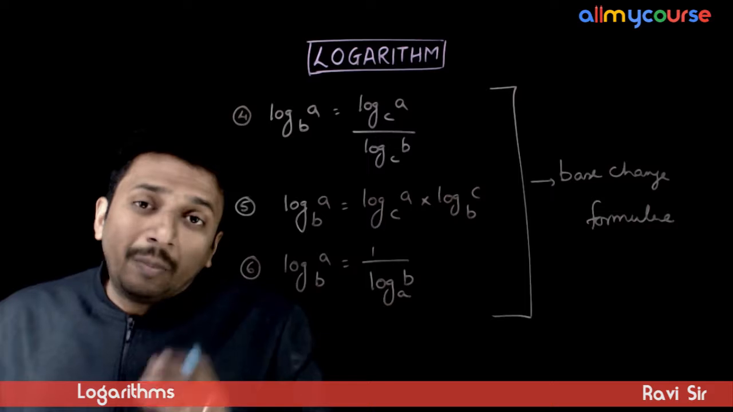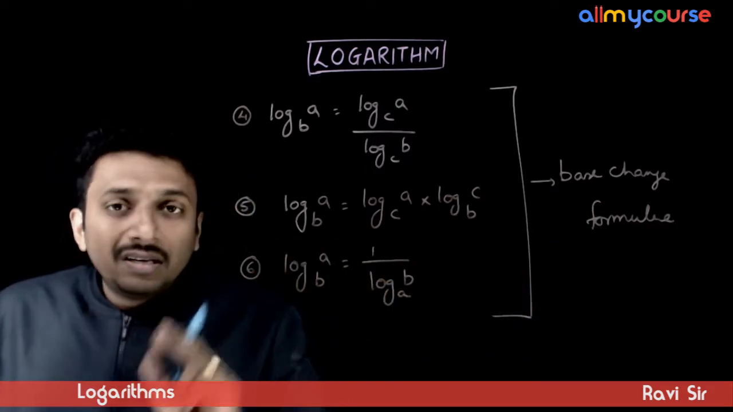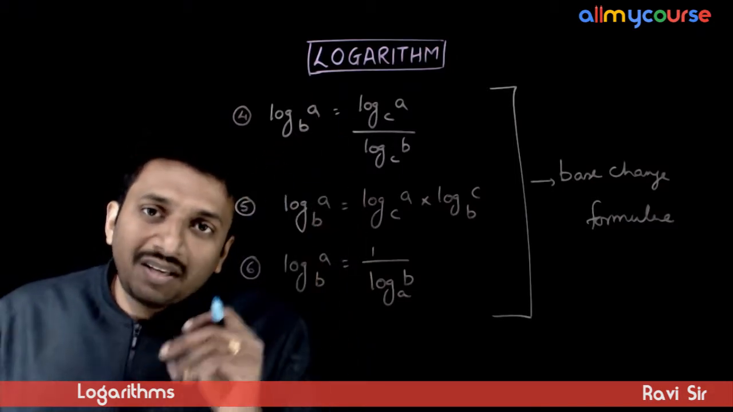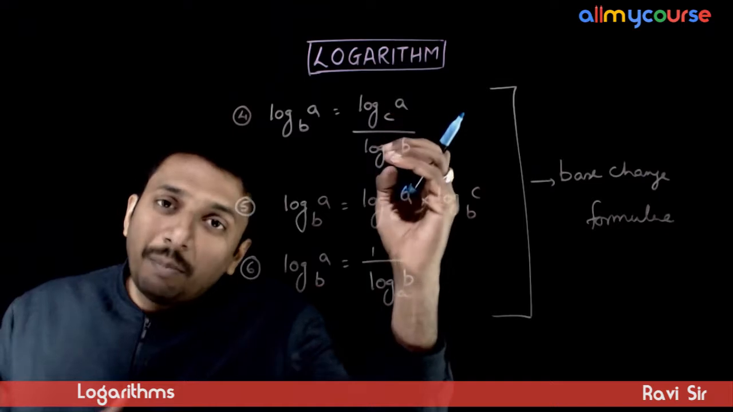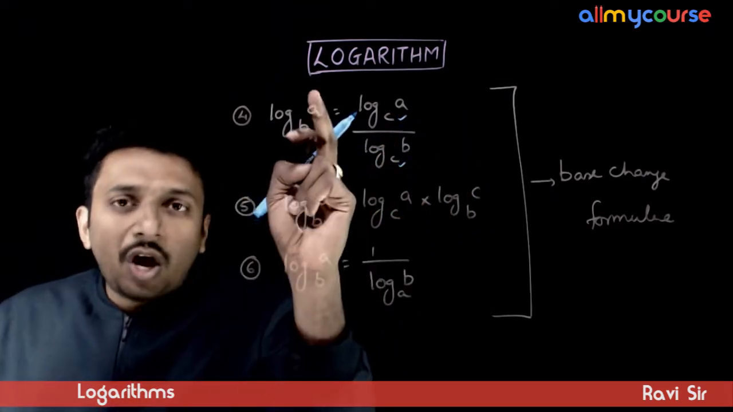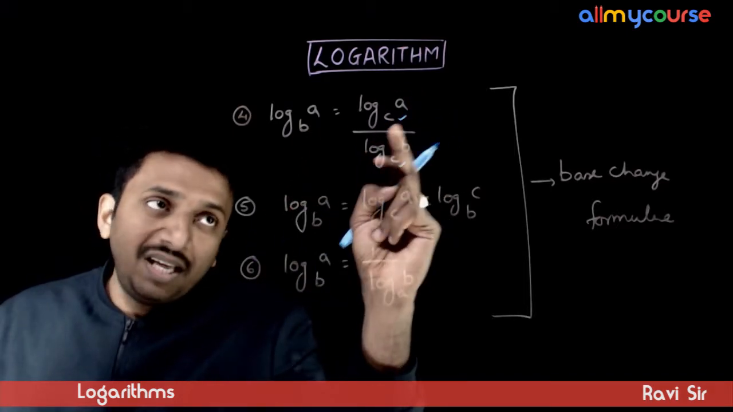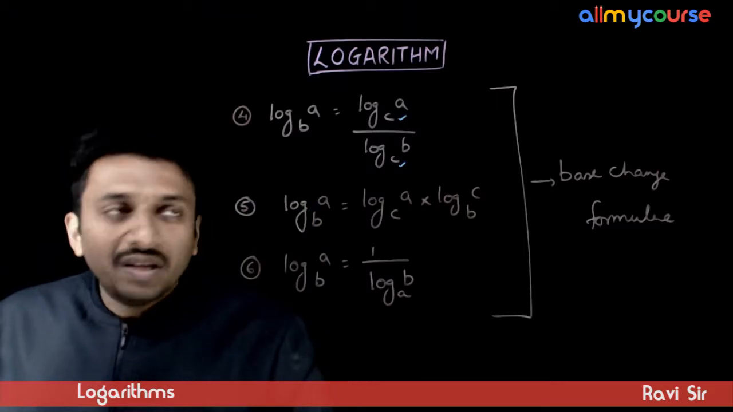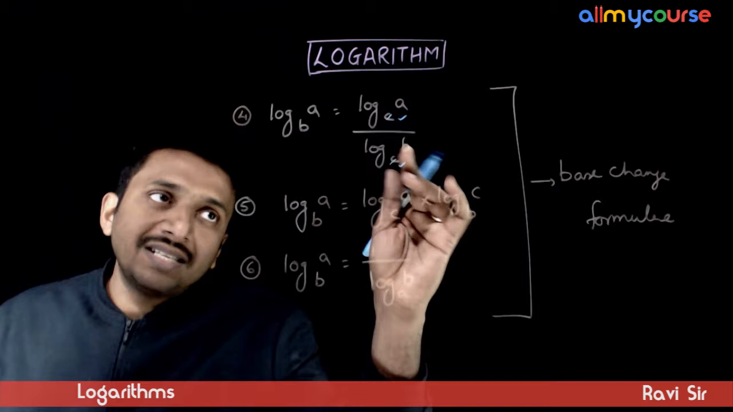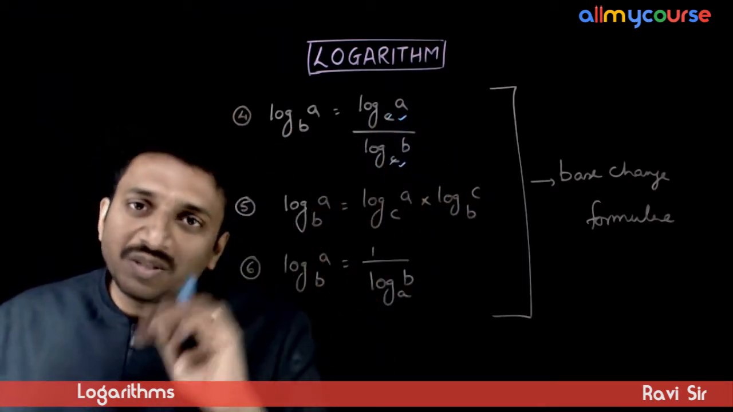The next set of properties that we learn are called the base change formula. In this you have three formulae. First, log A to the base B can be written as log A by log B to the same base, any common base. So log A to the base B can be written as log A to some base C by log B to the same base C. Effectively, if you have log A by log B to the same base, the C and C get cancelled and B goes to the base here. That is log A to the base B.